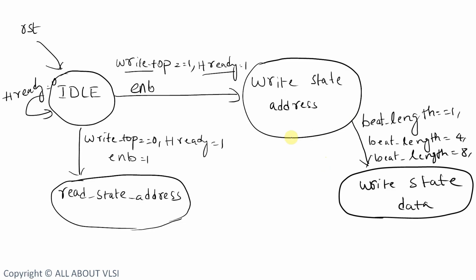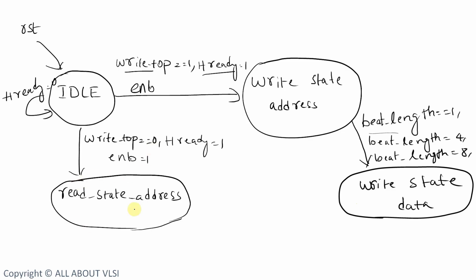We are not checking whether it is a wrapping burst or increment burst, nothing. We are going to differentiate the wrapping burst and incremental burst in this state only. When transitioning, I'm not going to check whether it is a wrapping burst or an incremental burst. I'm just going to check for the beat lengths. If beat length is equal to 1, or 4, or 8, I'm simply going to write state data. Inside the write state data, I'm going to classify whether it is a wrapping burst or an incremental burst, or so on.